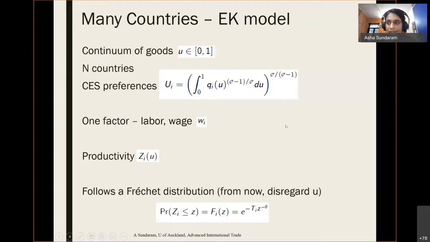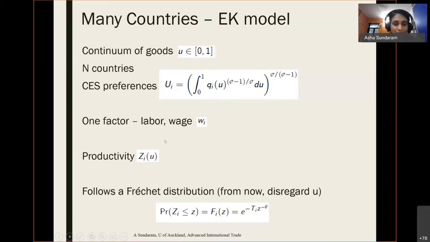And again, I'll show you that we're going to be able to calculate things with the Eaton-Kortum model. Okay, so the Eaton-Kortum model is the foundation for gravity, and we are going to be able to look at things like gains from trade. But you're going to have to hang on. I apologize for the pain. It is a painful model, but I promise you that it's worth it. Okay. So one factor of production, wage.